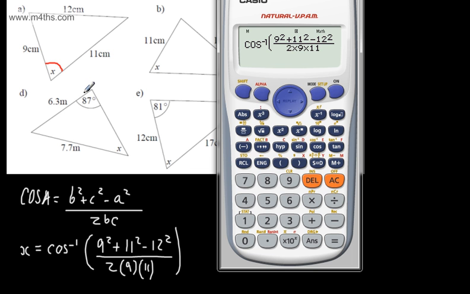So if we look at this, we can say A is going to be the inverse cosine of b squared plus c squared minus a squared all over 2 times b times c. Straight into the calculator, that's going to give me 72.96. So I'm going to say that x is going to be equal to 73.0. So x is equal to 73.0 degrees, and that is given to 1 dp.